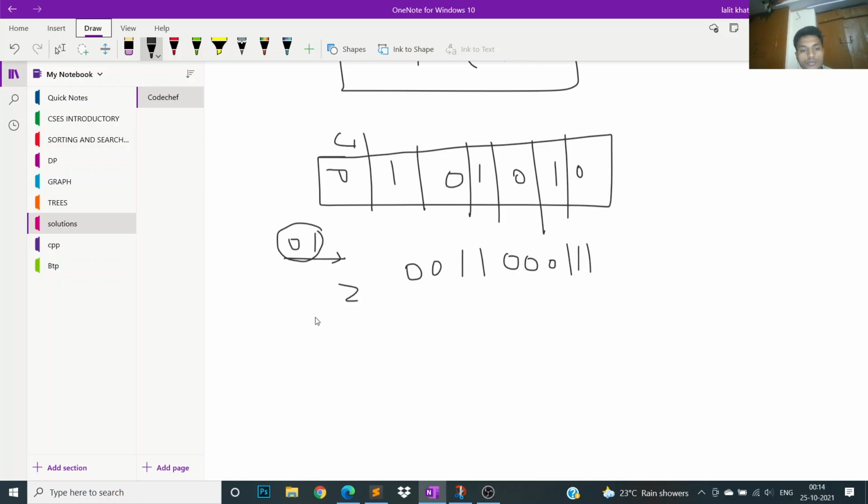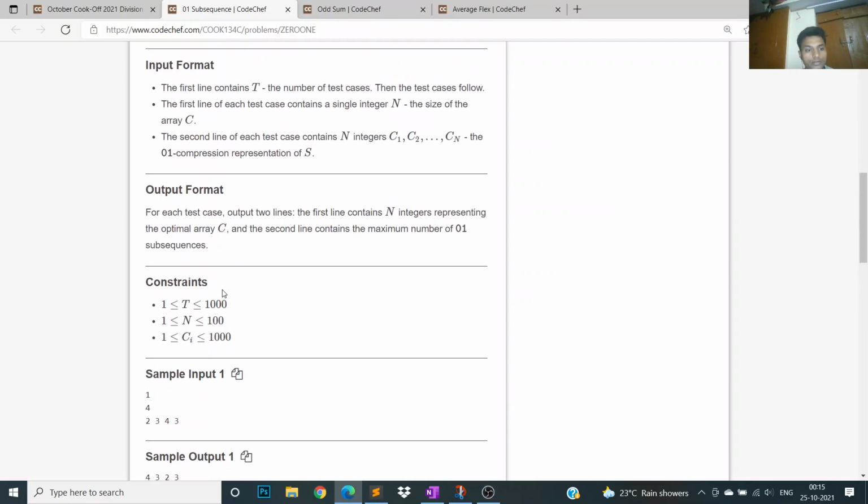So what is the subsequence count of 01? It is 2 into 5, because for these two zeros there can be 5 ones, so 2 into 5, plus here 3 zeros with ones after, so 3 will be there. That will be the resulting answer. So we have to maximize this.